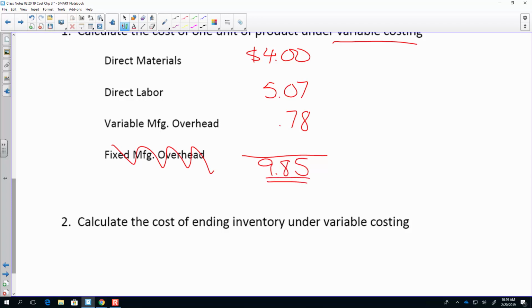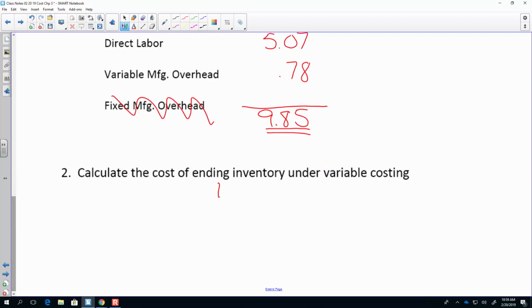9.85? Yep. And then 1,100 times 9.85. Oops, put my dollar sign in the right number. Kershaw, are you with us on this, dude? What's that amount then?